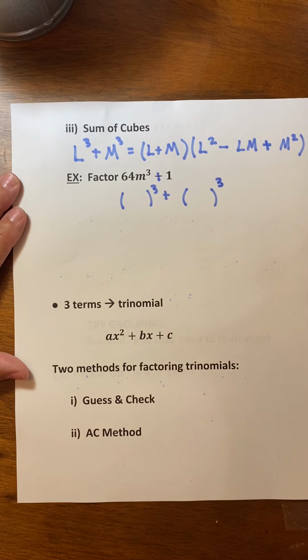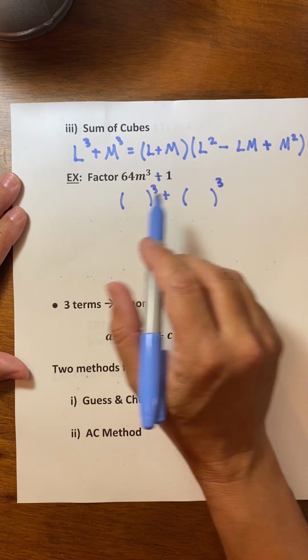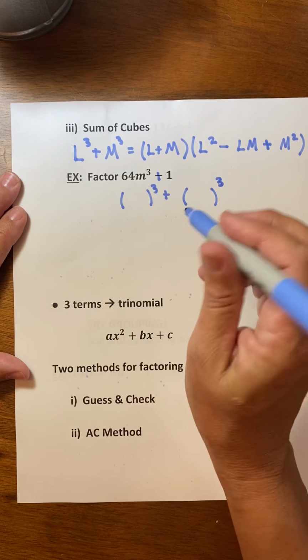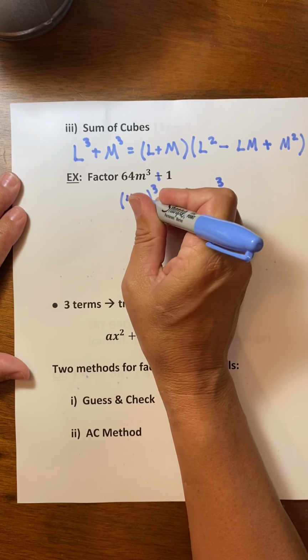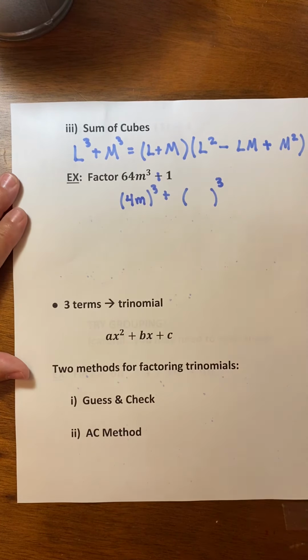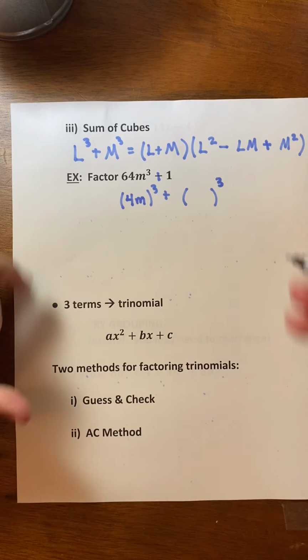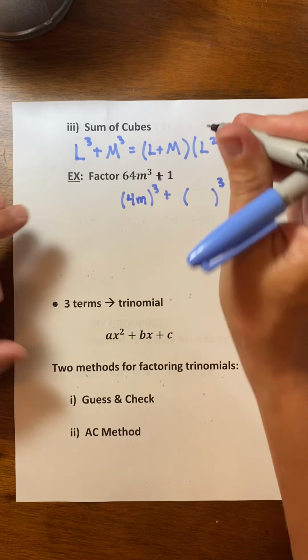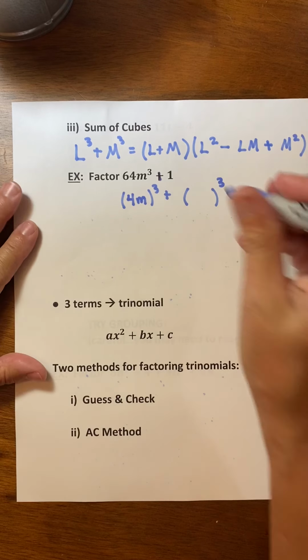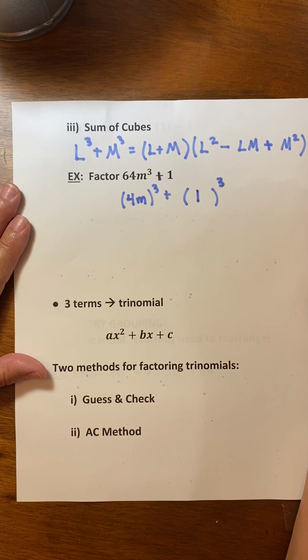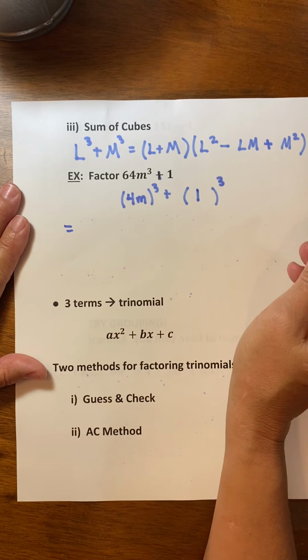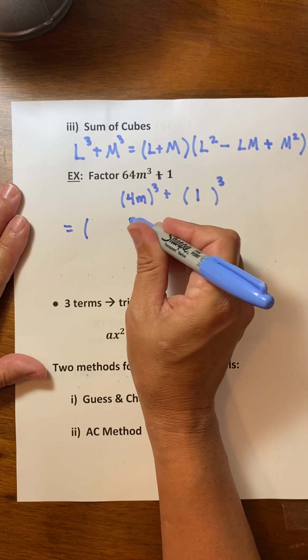Right, so just changing my problem. So 64 m cubed plus 1. Well, 4 cubed is 64 and m cubed is m cubed. Now don't forget, 1 is both a square number and a cube number. So that's going to be 1 cubed. So that definitely factors. Sum of cubes always factors.